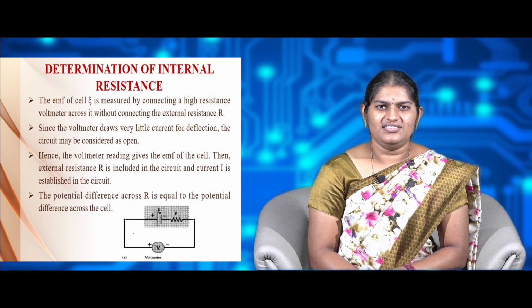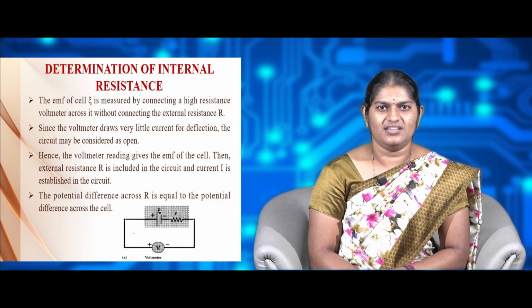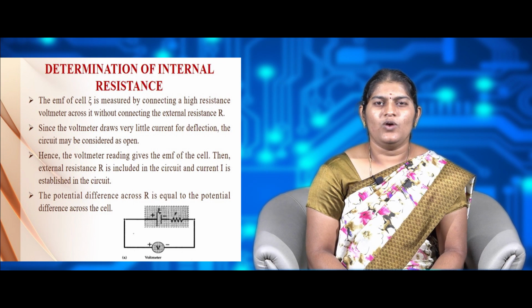Next, we are going to discuss the determination of internal resistance of a cell. First of all, the EMF of a battery is measured by connecting a high resistance voltmeter across it without connecting an external resistance R in the circuit. Since the voltmeter draws a very small amount of current for deflection, the circuit may be considered as open. Hence, the voltmeter gives the EMF of the cell.